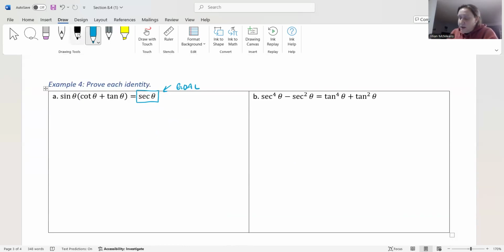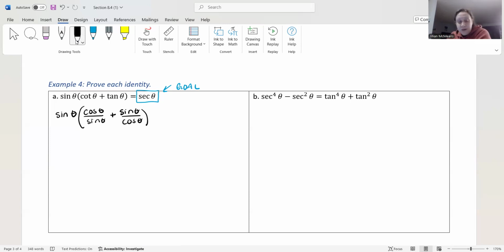So I'm going to keep my sine of theta that's outside the parentheses. And then inside parentheses, cotangent of theta, I'm going to write as cosine theta over sine of theta. And then tangent of theta, I'm going to write as sine over cosine. So sine of theta over cosine of theta. And know that our ultimate goal is to get this to somehow equal secant of theta.